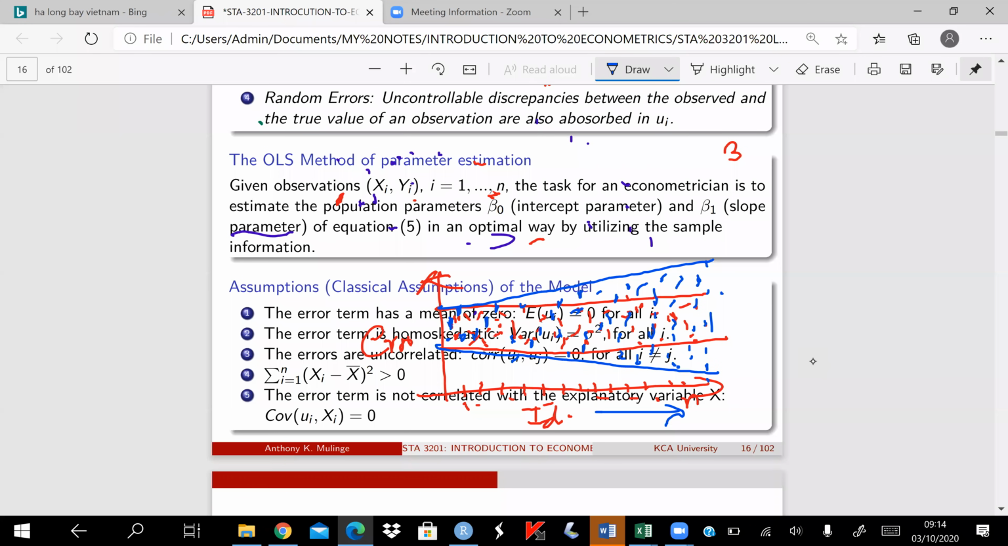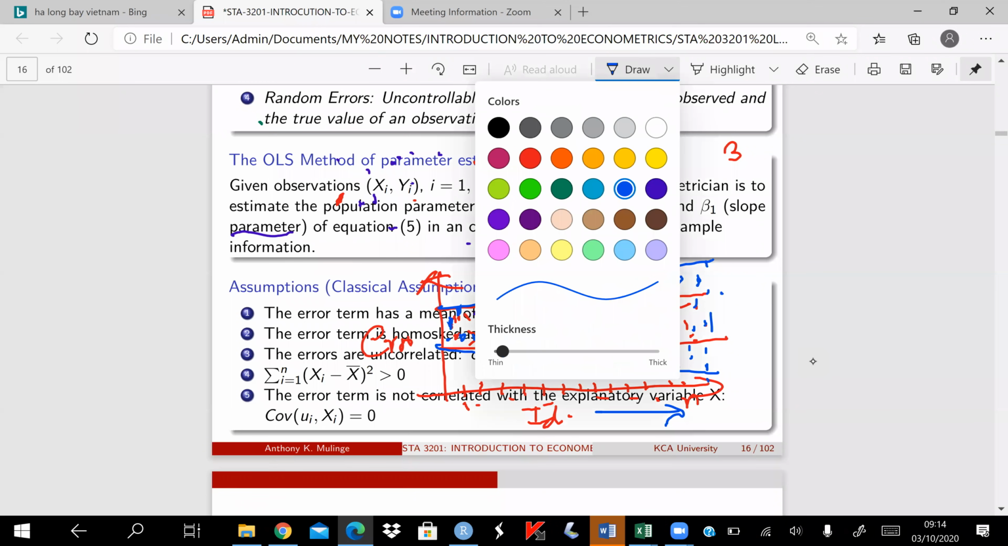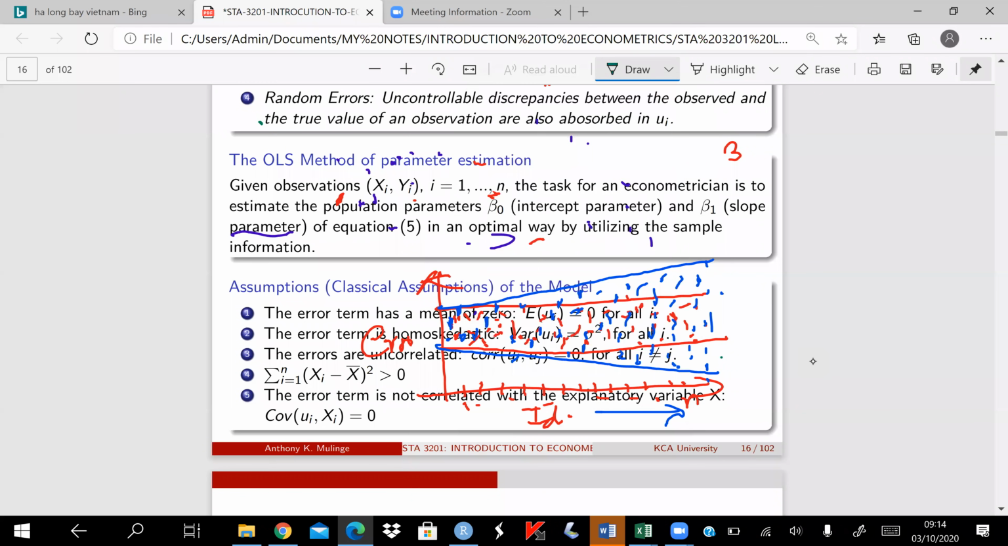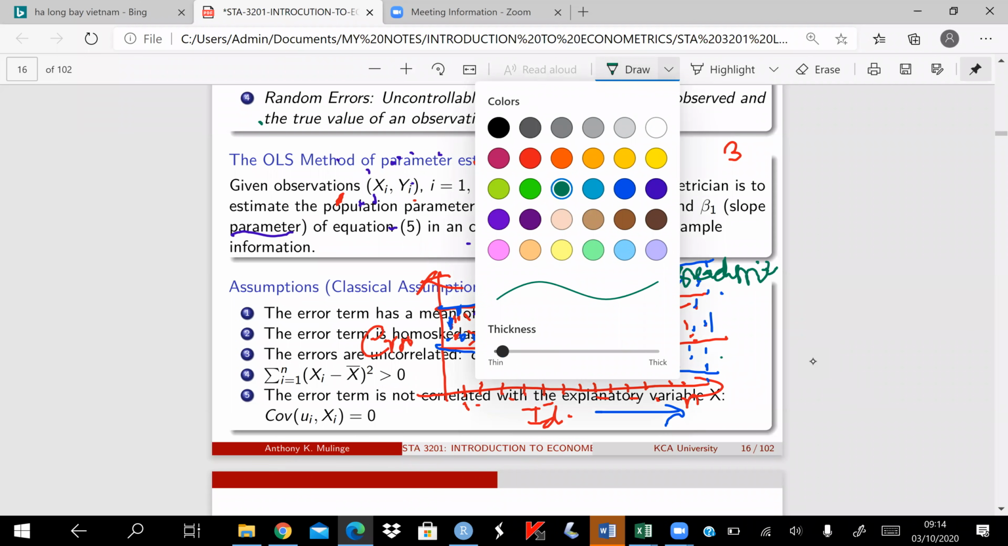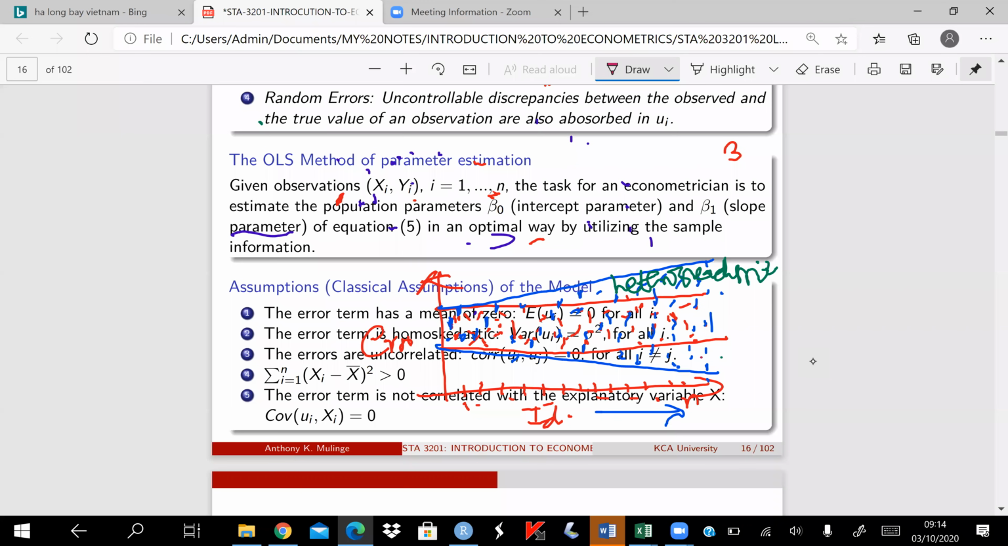So the blue one signifies heteroscedastic. The error term there is heteroscedastic. But in the red one, we say that the error term is homoscedastic. So the assumption here is that the error term remains constant throughout for all the individuals. It's the same. Okay? So we'll be looking at those details a little bit later.